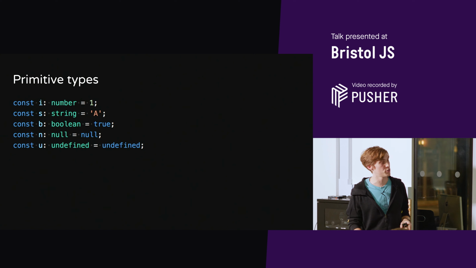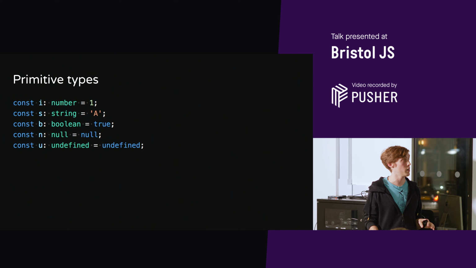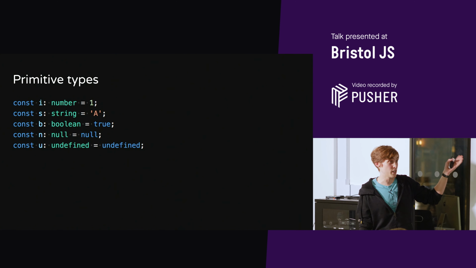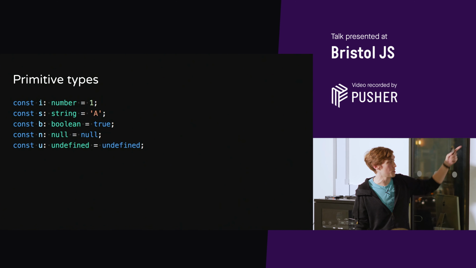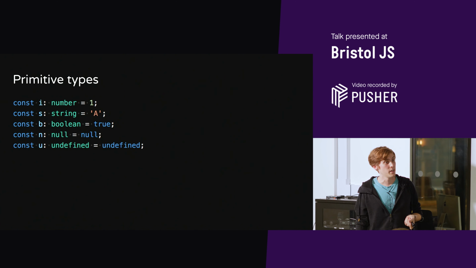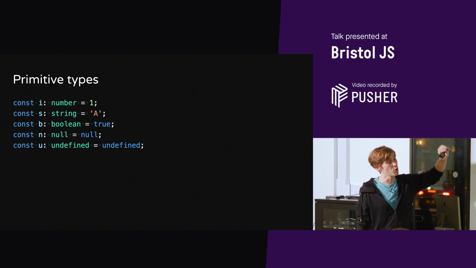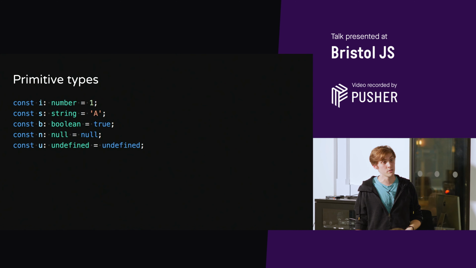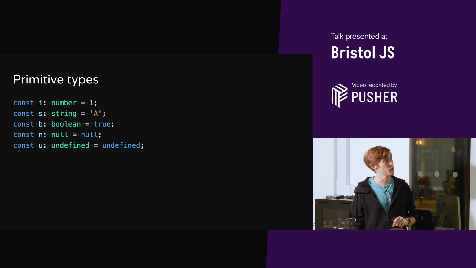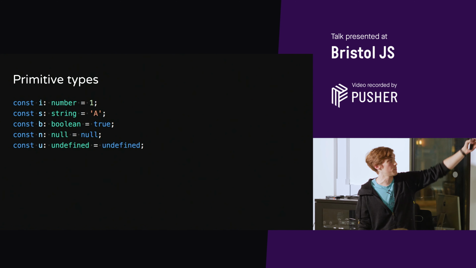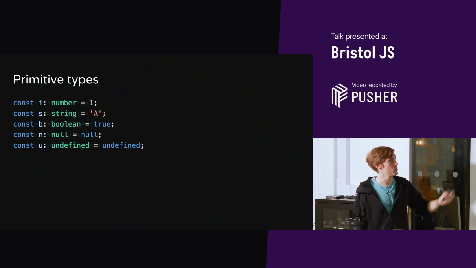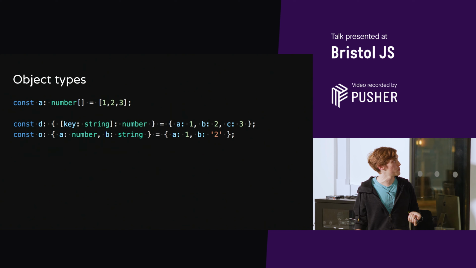Okay, so I'm going to move on to some primitive types now. They're all pretty obvious. Yeah, you've got numbers, strings, booleans, null, undefined. As we saw in the previous example, all of these are strictly redundant. So if you didn't put any of these in, TypeScript would guess the type. If you give it a number, it'll guess the type is number. If you give it a boolean, it'll guess the type is boolean. Yeah, these are all pretty straightforward.